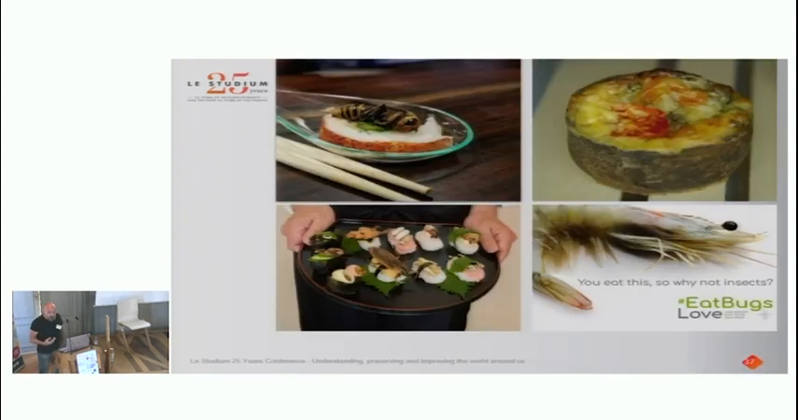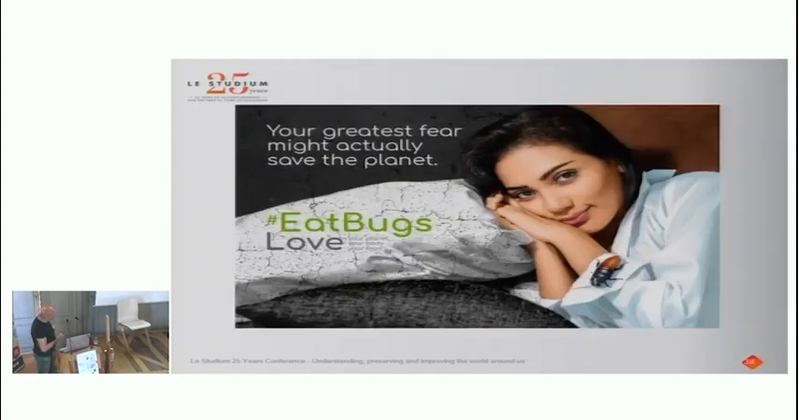So maybe insects will be the next sushi. Here you can see a quiche tourangelle, which has been made out of crickets instead of rillons, and it can be matched with local wine, and it's pretty good. So maybe your greatest fear might actually save the planet, so eat bugs. Thank you.